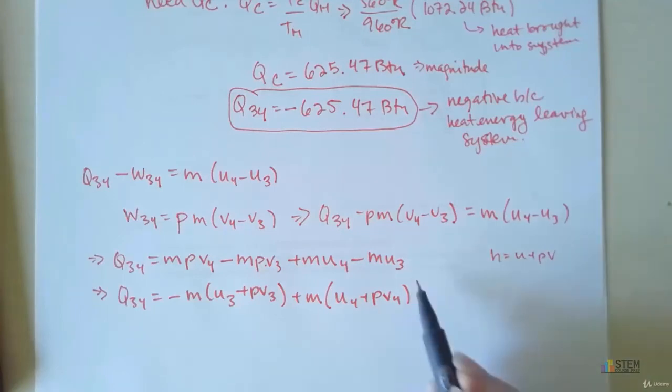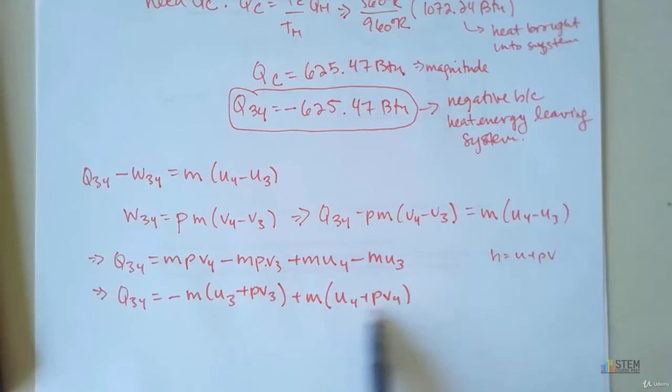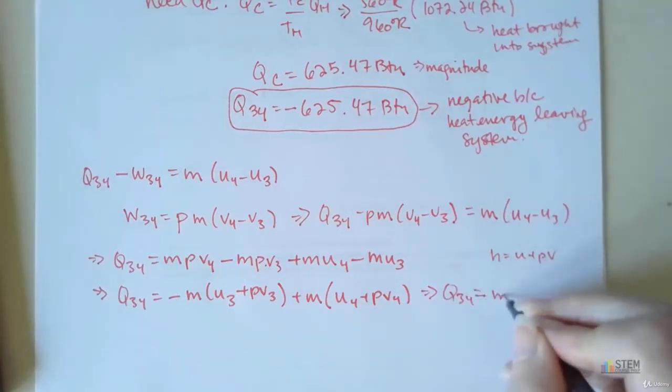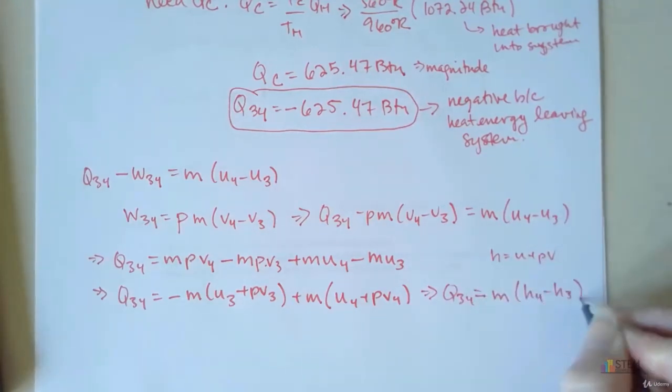So we just restructured this equation. That's all we've done here. But now we have H's, right? We have enthalpies right here. So we can simplify this equation and just put that Q is equal to mass times H4 minus H3.